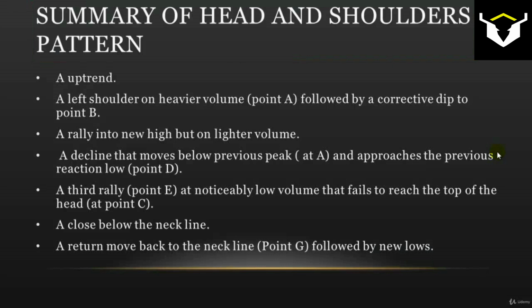The first part of the head and shoulder pattern is an uptrend. The left shoulder forms on heavier volume, that is point A, followed by a corrective dip to point B. A rally into a new high, but on lighter volumes. A decline that moves below the previous peak at point A and approaches the previous reaction low, point D. A third rally on noticeably low volume that fails to reach the top of the head, a close below the neckline, a return move back to the neckline followed by new lows.